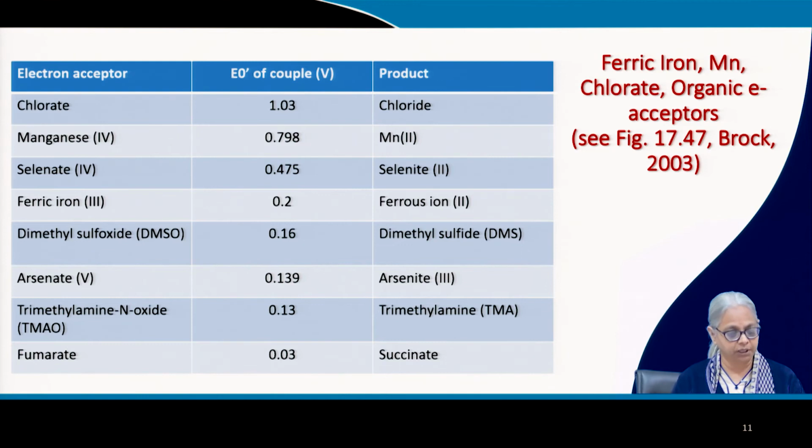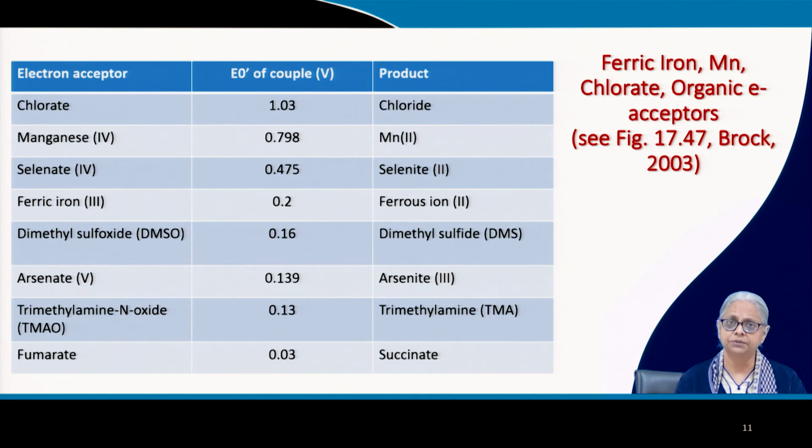Before I come to that example, this is a list of several terminal electron acceptors that are kind of novel in that sense. So you have chlorate. Chlorate is not something you are going to see in the environment. It is formed when you add chlorine to drinking water. Then you have manganic iron, so you have Mn4 plus being reduced to Mn2 plus. Selenate, which is selenium 6, is being reduced to selenite. Fe3 being reduced to Fe2.